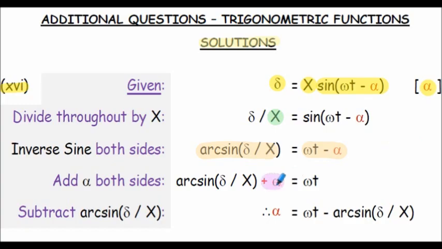Next we add alpha to both sides of the equation to make it positive. And finally we subtract the arc sine of delta divided by x from both sides of the equation to leave us with alpha as the subject. So that's the solution for question 16.